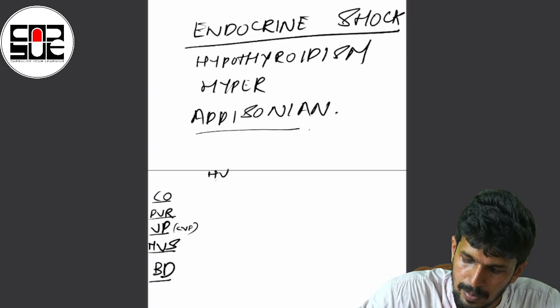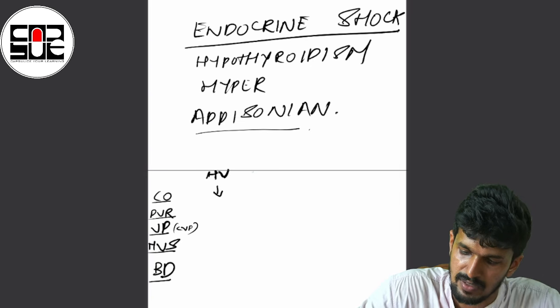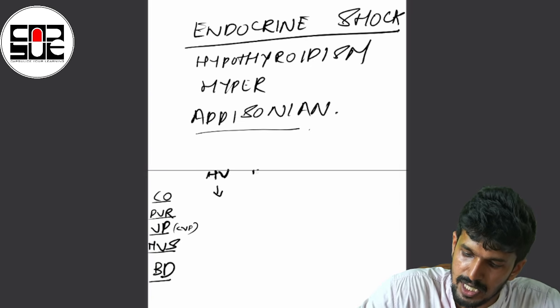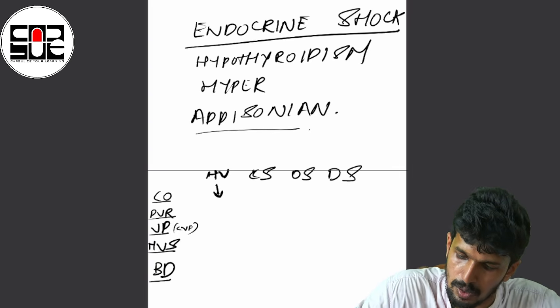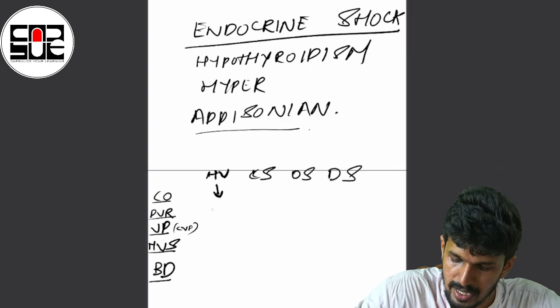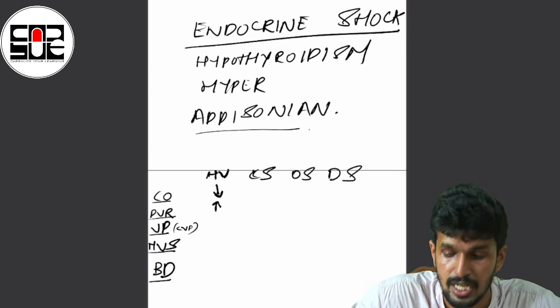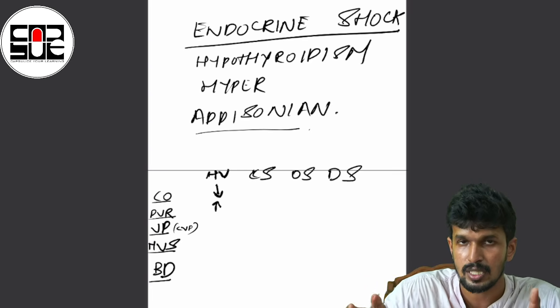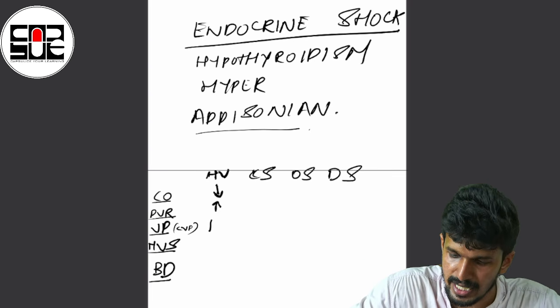When it comes to hypovolemic shock, cardiac output will be decreased. I'll just write the headings first: cardiogenic shock, then the obstructive shock, then the distributive shock. Then, as I told you, in the cardiovascular system it compensates by sympathetic stimulation, increasing the peripheral vascular resistance. What happens to the venous pressure? In hypovolemic shock, the circulating volume is decreased, so the CVP and preload are decreased.